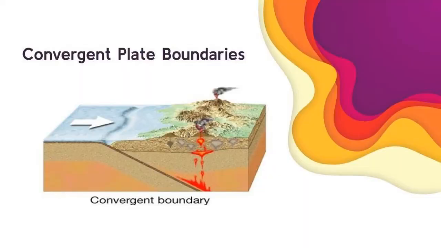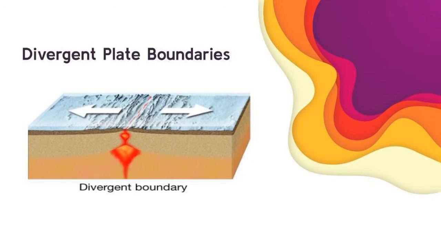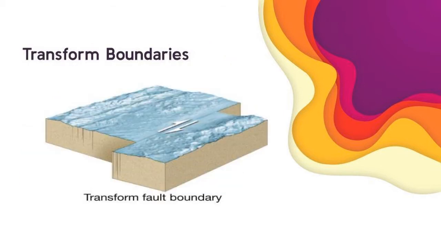So just to review, we can have convergent plate boundaries where two plates move together. Or we can have divergent plate boundaries where two plates move away from each other. And we can have transform boundaries where two plates slide alongside each other.